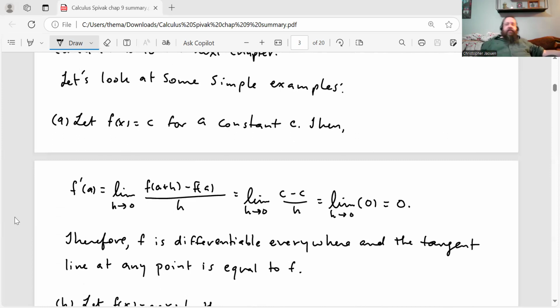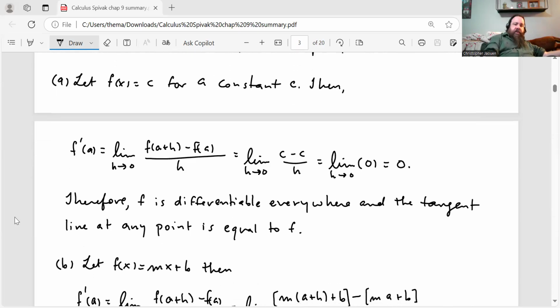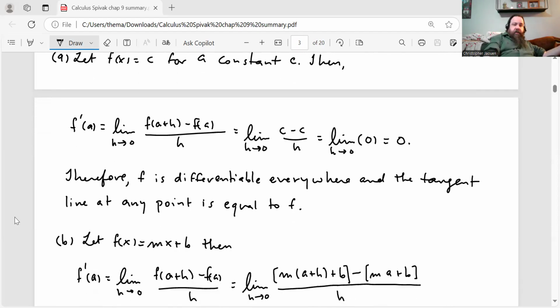So let f of x equal c for a constant c. In other words, f is a constant function. Then if we take the derivative of that function at any point a, notice that we get 0. Just looking at the calculation process here, we're taking the limit. We get 0 for any value in the domain. Therefore, f is differentiable everywhere. And not only that, the tangent line at any point is equal to f. It's whatever the horizontal line itself is.